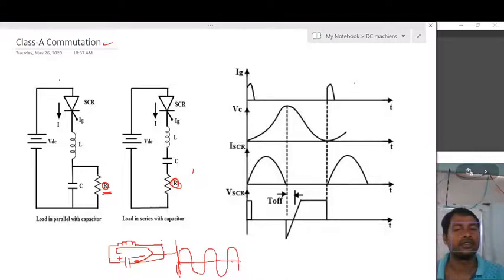sinusoidal manner. So the waveform of the current flow between the capacitor and inductor will be like this. This is purely sinusoidal if the inductor and capacitor are ideal, which is also called critically damped, where the damping factor is 1.